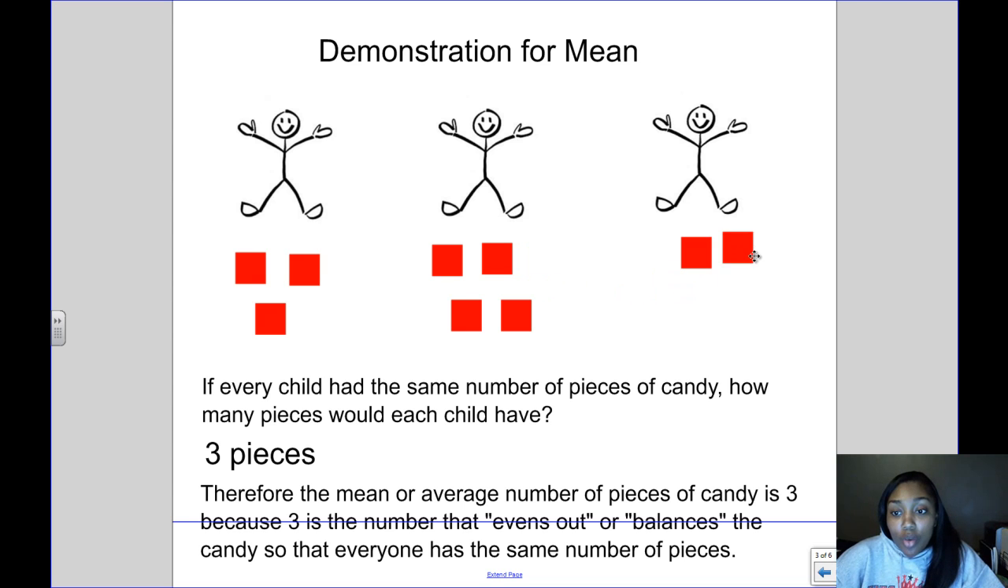So I can move this one over here, and now they have 3 and they have 4 and they have 2, and then if I move this one over here, I can see that the one number that will even out the candy for all 3 of the students would be 3. And we would say that the mean or the average would be 3. So the mean is the number that evens out or balances all of the numbers. Therefore the mean or average number of pieces of candy is 3, because 3 is the number that evens out or balances the candy so that everyone has the same number of pieces.